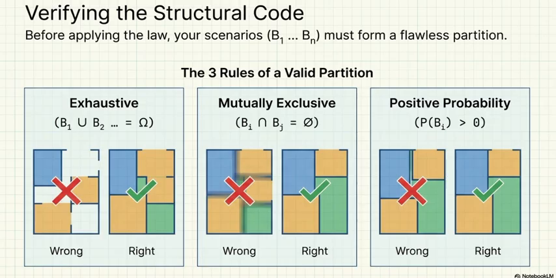Now we verify that events B1, B2 till Bn form a partition of the sample space. If exhaustive, B1 union B2 union till Bn equals the sample space. They cover everything. Then comes mutually exclusive, which means B1 intersection B2 is phi. That is the second rule that it should follow. And the third is positive probability: the probability must be positive only.